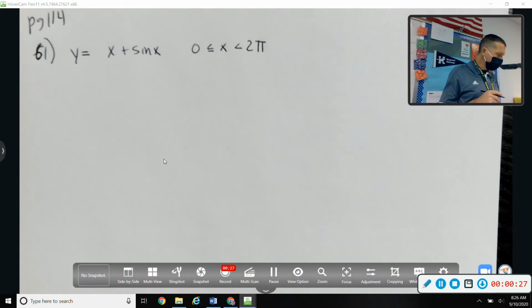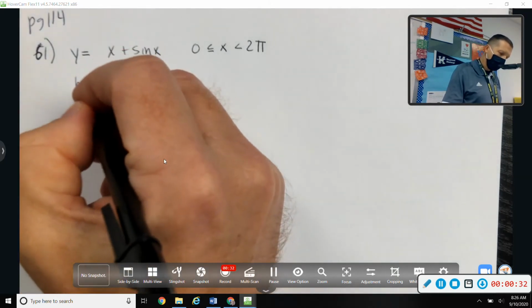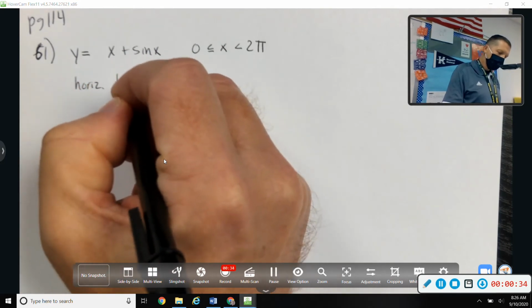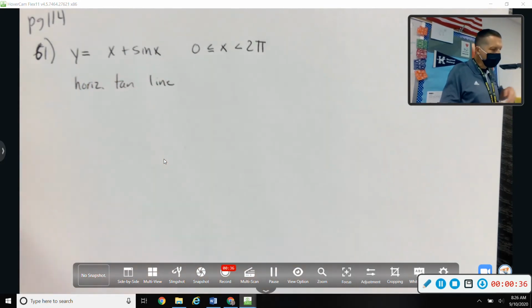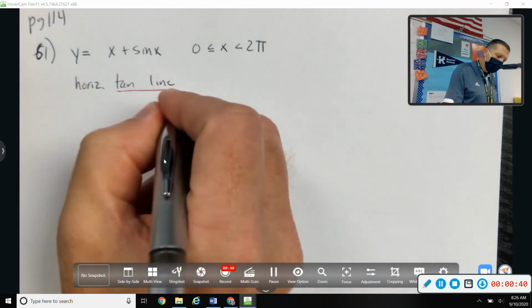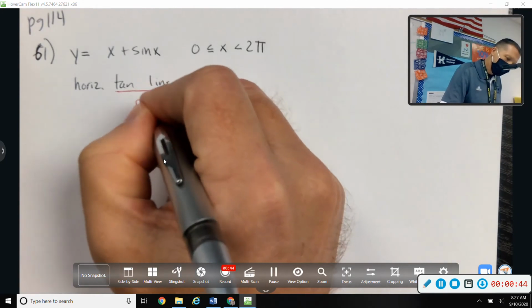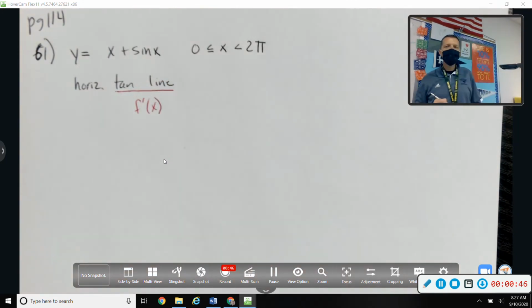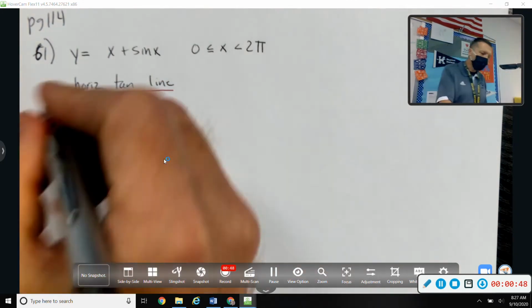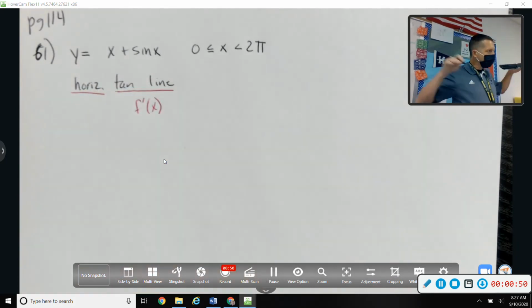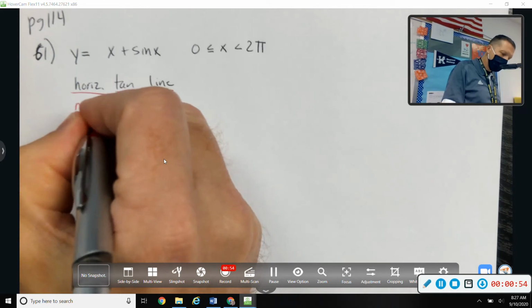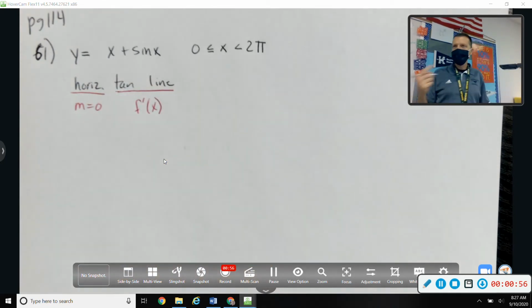Determine points, if any, at which the graph of the function has a horizontal tangent line. Horizontal tangent line. All right, we talked about this a little bit yesterday. So a tangent line means derivative, right? That's how we find the slope of a tangent line. But horizontal, that's the horizontal line. That slope equals 0. But slope and derivative mean the same thing.